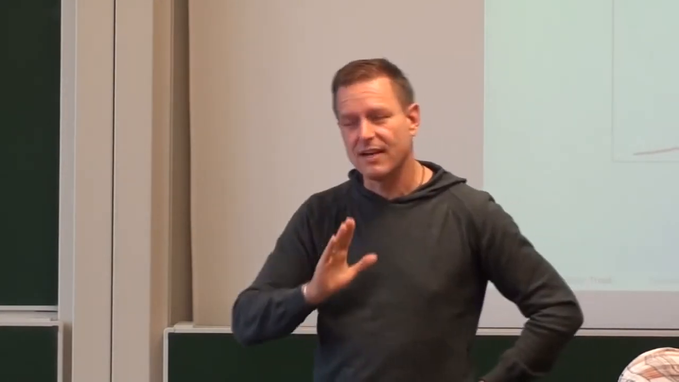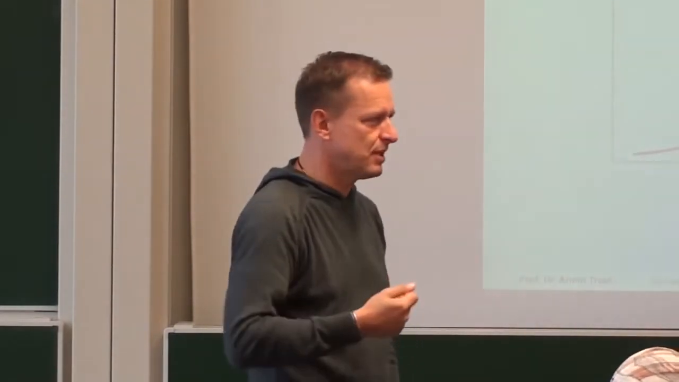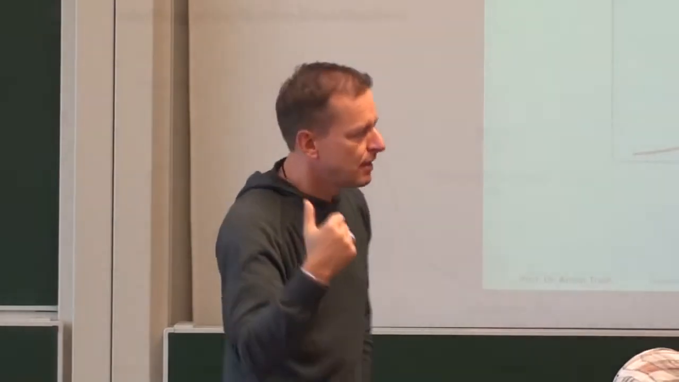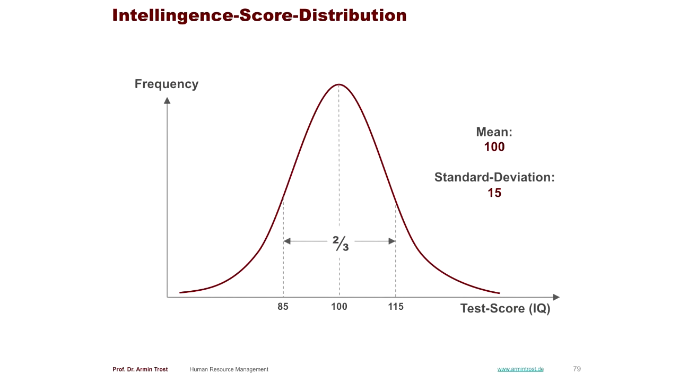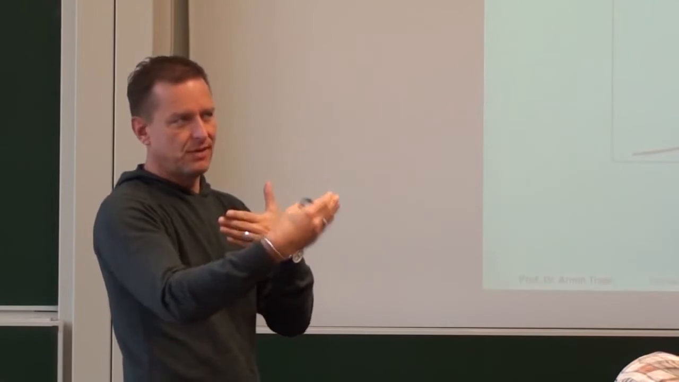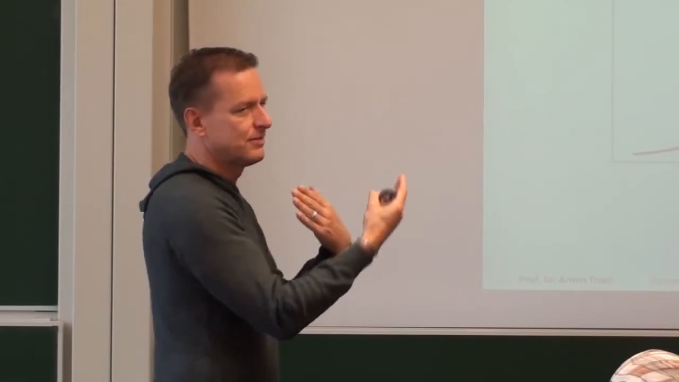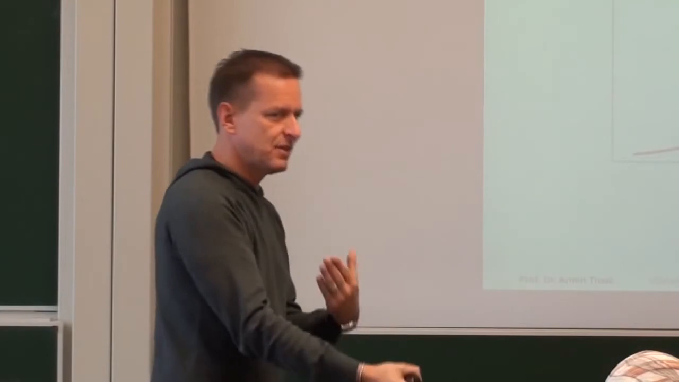In this particular case, the standard deviation is 15. This is how tests are designed in that case. Now, what does that mean? Very simple, as a rule of thumb: if you look at a range from the mean of 100 minus 15, 85, to plus 15, the mean plus one standard deviation, you have a range from 85 to 115. And within this range, you'll find two thirds of the population. That's the meaning of standard deviation.